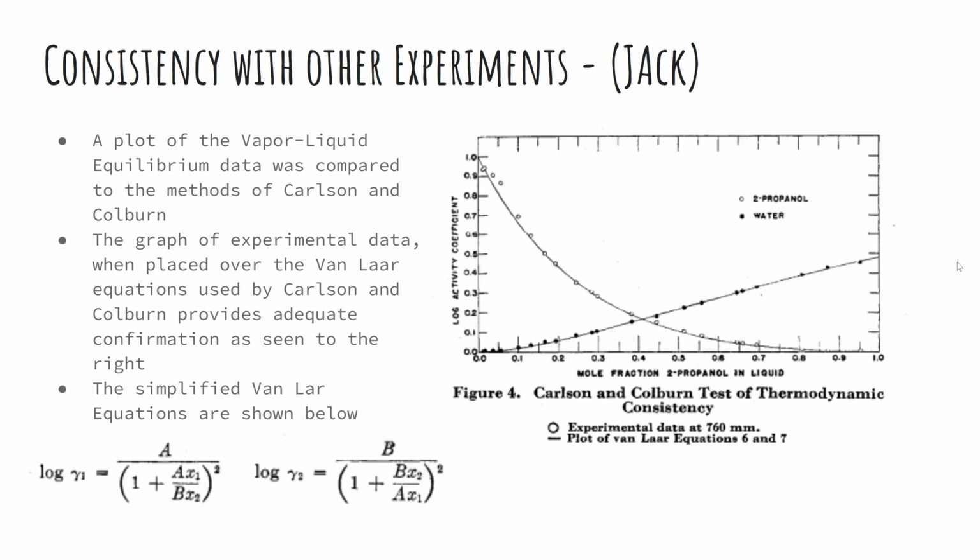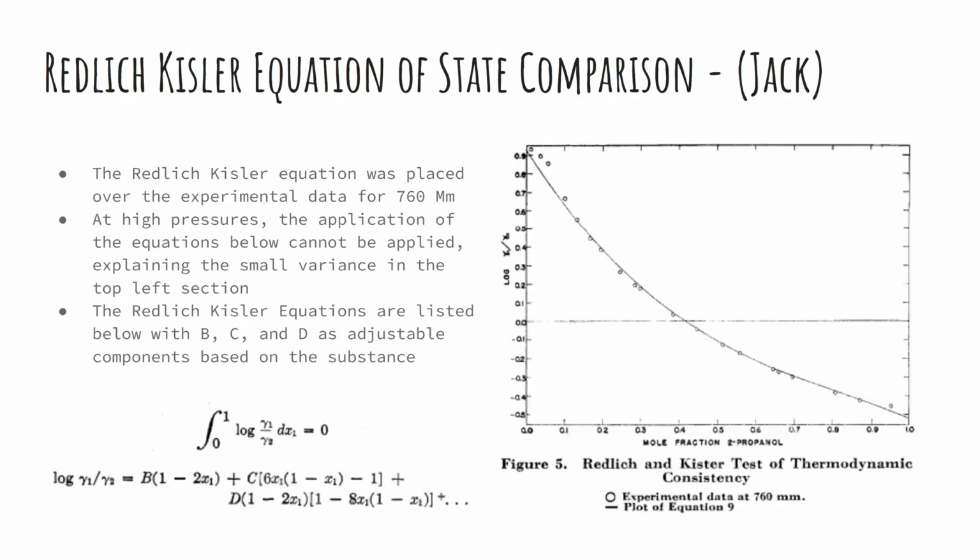In terms of consistency, they decided to validate with other equations of state. And so they used the method of Carlson and Colburn to compare 2-propanol and water with the graph, as you can see to the right. And they used the simplified Van Laar equations that are shown below as well.